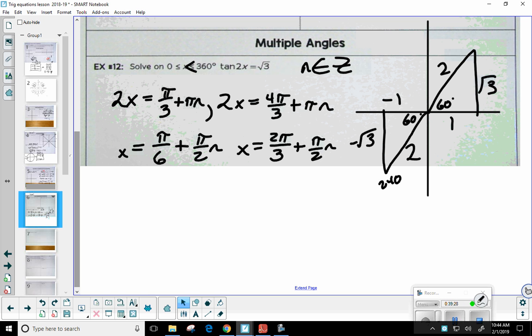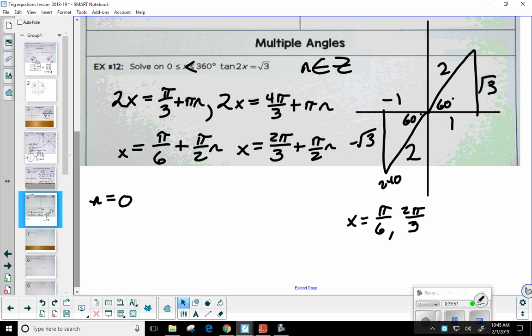So if no one notices it, I'm just going to go ahead and start plugging in, and hopefully someone will say something as we go along. Let's start with n equals 0. Always start with 0. Well, that's easy. Pi over 6 plus pi over 2 times 0, that's just pi over 6, right? 2 pi over 3 plus pi over 2 times 0? 2 pi over 3, right? The 0 is always the easiest one to do.